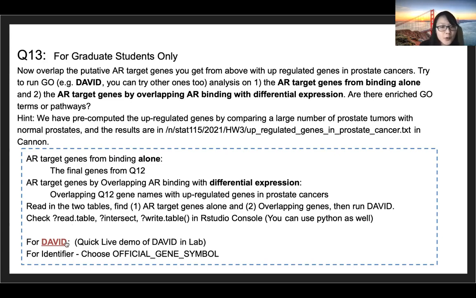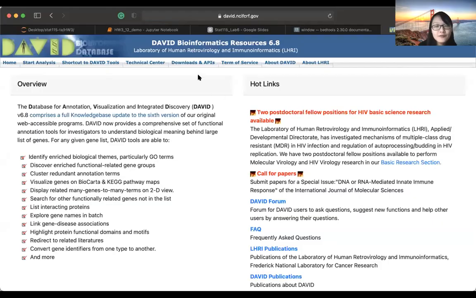I guess I can do a quick demo of, oh, sorry. So before going to the DAVID demo, you can read in these files, because they have multiple columns, right? They're not only the gene names. You probably need to read it in R or in Python, and then find the intersection of the gene names, and then output it to a file that only contains gene names, because DAVID only takes gene names, right? So now I'll give a live demo of DAVID.